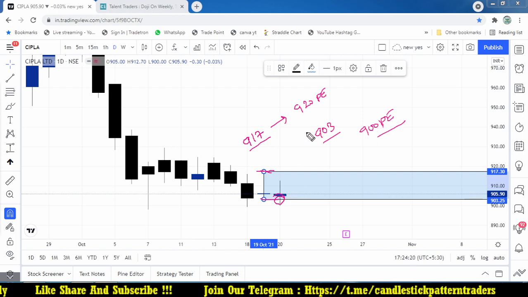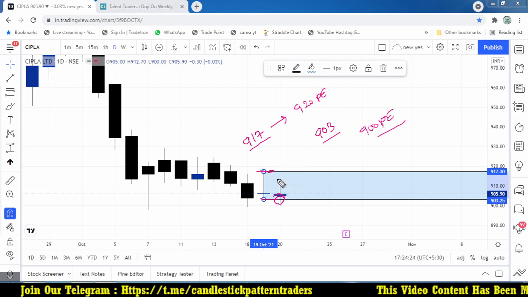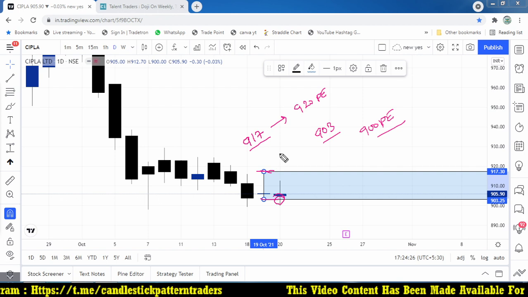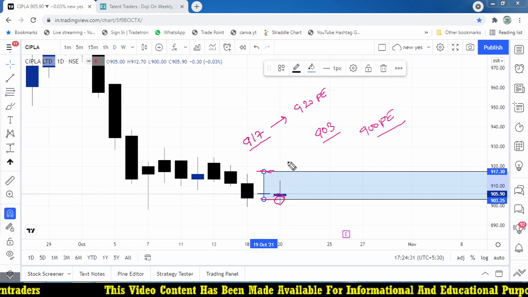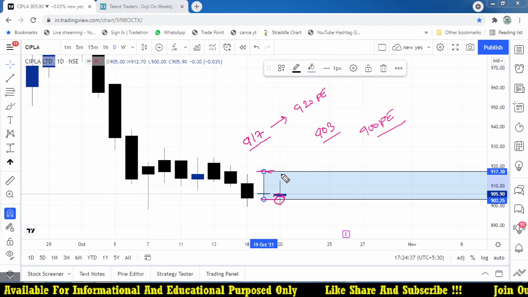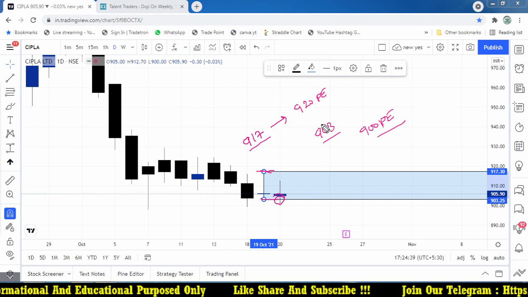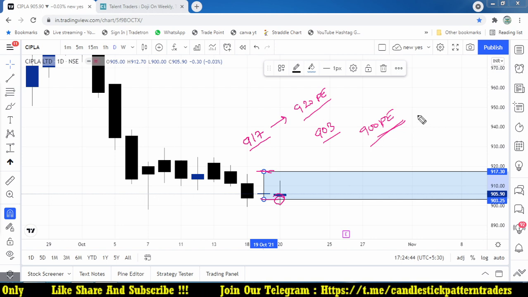If you are focusing on the 920 put option, which is in the money, it is already almost 20 rupees in the money. If you take that, the premium is high, but the time value is very low. If you are focusing on ATM options, the time value is very high. That is the difference between in the money put options and at the money put options. You can do either of these, right?